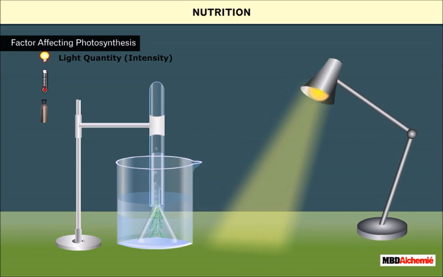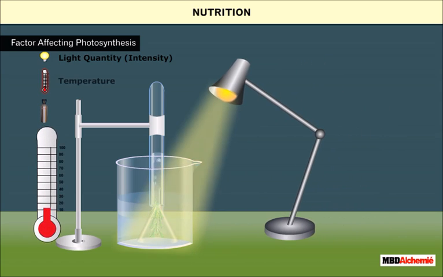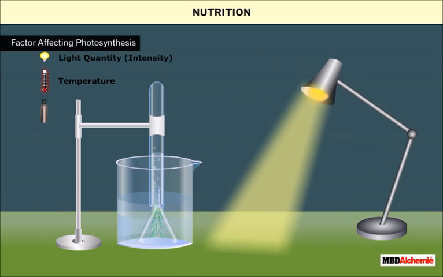Now, click on the thermometer icon. You can see that with increasing temperature, the rate of photosynthesis increases proportionally, but up to a certain limit. After that, the rate of photosynthesis decreases due to the tendency of stomata to remain closed at high temperature.